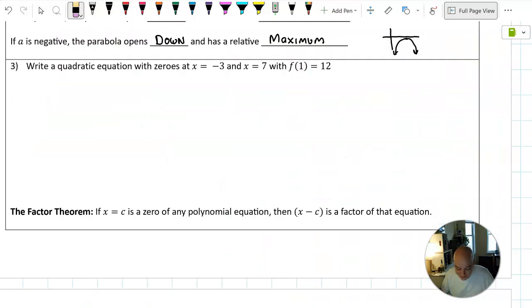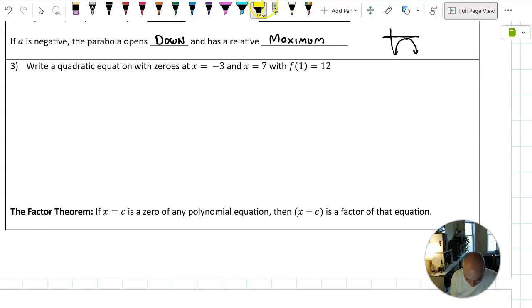Here's some other tricks you can do with quadratics. Say we had a problem that wanted us to write a quadratic equation with zeros at x equals negative 3 and x equals 7, and also they maybe gave us a clue about some specific values the function should go through. Well, it may not seem like this is enough information, but actually it is.